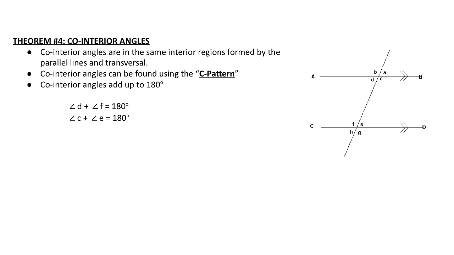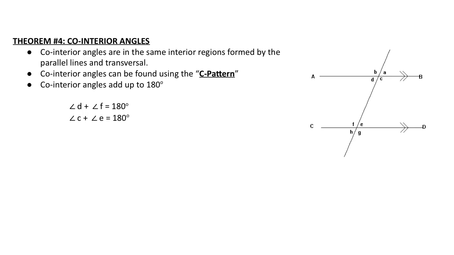We say that we can identify co-interior angles from our diagram using what we call the C pattern. Now, unlike the other patterns that we've talked about in this video, where the angles were always equal to each other, co-interior angles are not equal to each other. Instead, once you find your pair of co-interior angles, those 2 angles will actually add up to 180 degrees.